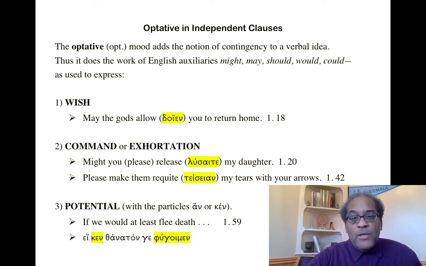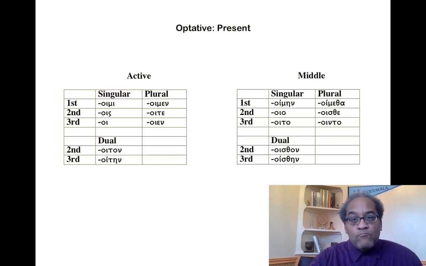So, wish, command or exhortation, and potential are our main independent uses of the optative. So let's look at the forms themselves more closely. With the present, actually in all the verbs, tenses that form using the thematic vowel, you're going to have these same endings, ruled by the omicron thematic vowel, where you're then going to see the insertion of the iota, which is the suffix of the optative, and then you will see the personal ending of the verb itself.